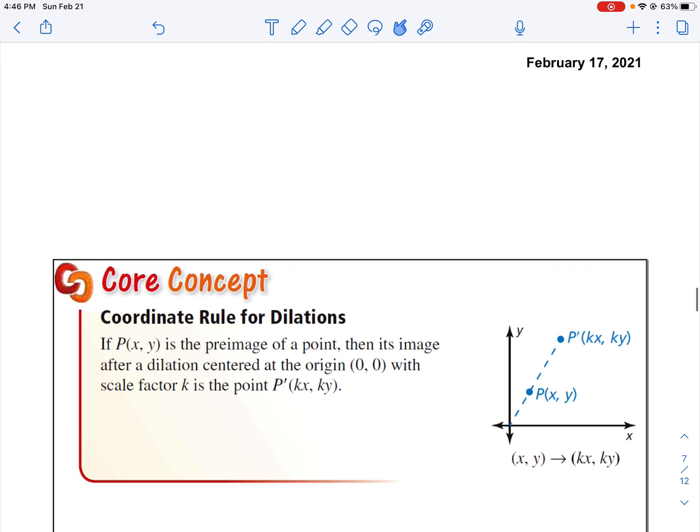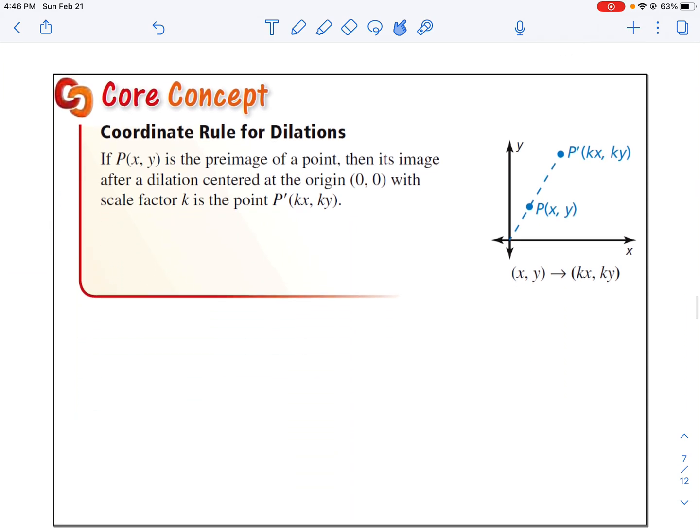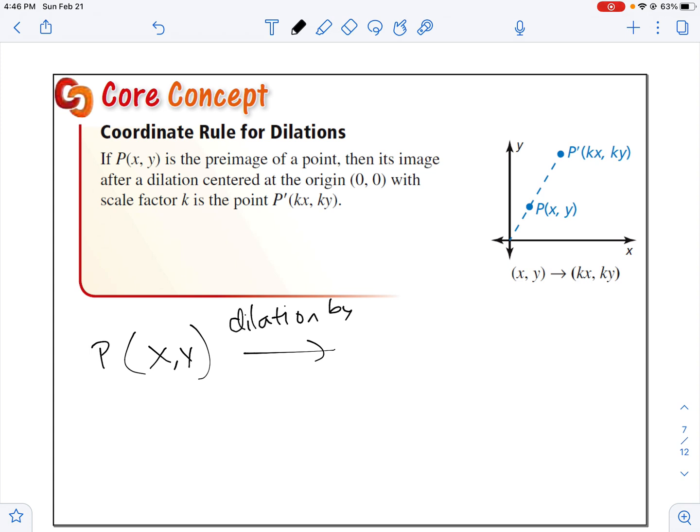Now let's see if we can use some scale factors to dilate our picture, make it bigger or make it smaller. Now, the rule for this is pretty simple. If you have some point at x, y, and we do a dilation by scale factor, your new point, P prime, is k times x, comma, k times y. Essentially, we're just multiplying every ordered pair by the k, by the scale factor.